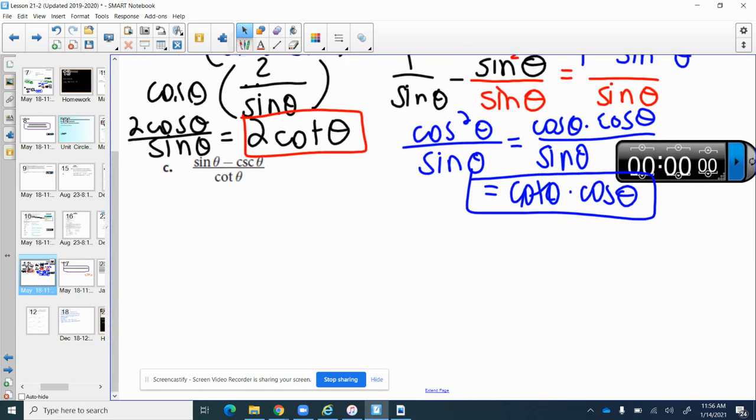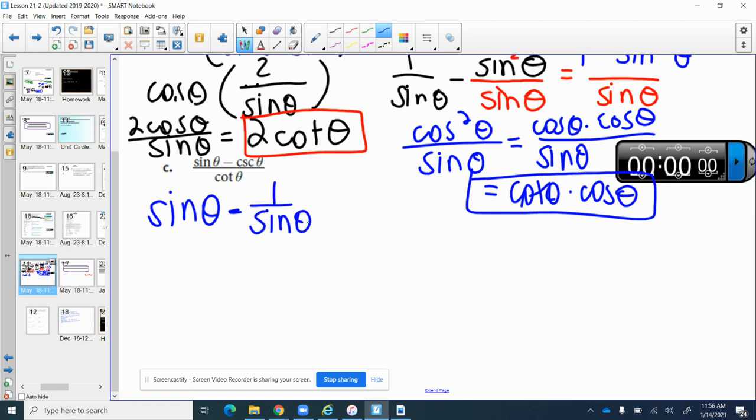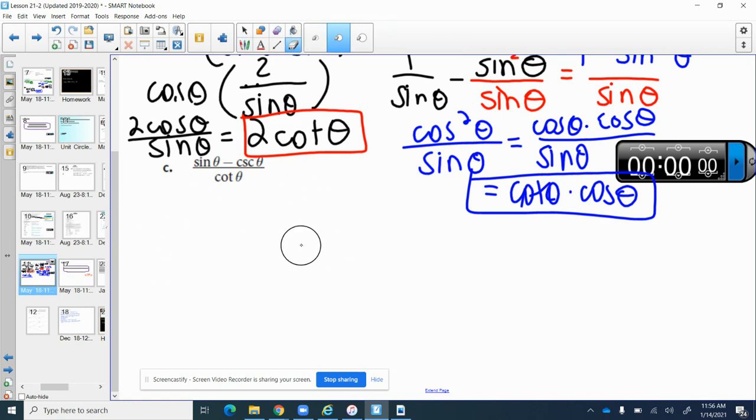Last example for today is part C, and we have sine theta minus cosecant theta over cotangent theta. So again, to start, let's look at this as rewritten in terms of cosine and sine. Actually, let's not look at it that way. This is going to get a little complicated if we do that.